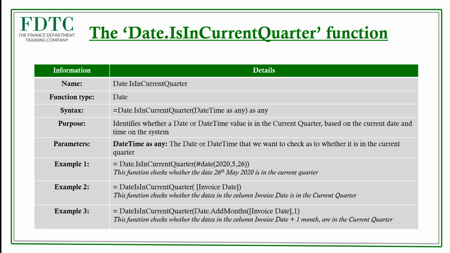Our next example simply evaluates every row in a column called invoice date, and checks whether the date in each row is in the current quarter or not. The final example combines the Date.AddMonths function with the Date.IsInCurrentQuarter function. This example looks through the invoice date column, adds a month to the dates in the invoice date column, and then evaluates the result to see if the resulting date is in the current quarter or not. So, let's have a look at this in practice.